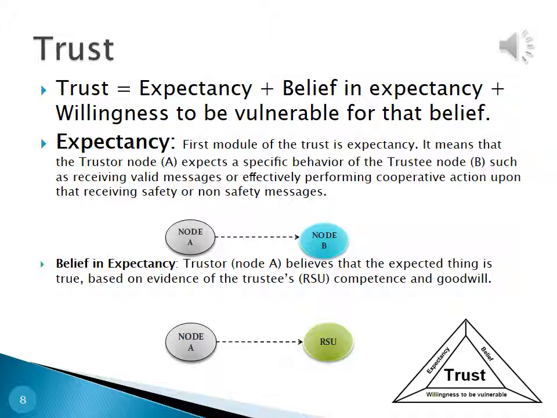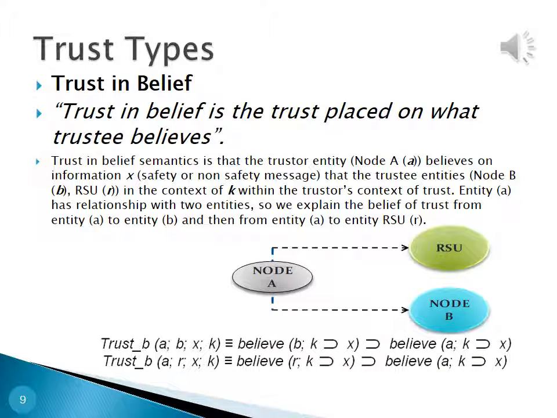Expectancy. The first module of trust is expectancy. It means that the truster node, A, expects a specific behavior of the trustee node, B, such as receiving valid messages or effectively performing cooperative action upon receiving safety or non-safety messages. Belief in expectancy: truster, node A, believes that the expected thing is true, based on evidence of the trustee's, RSU, competence and goodwill.